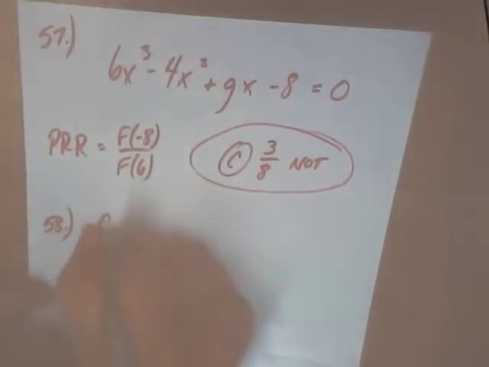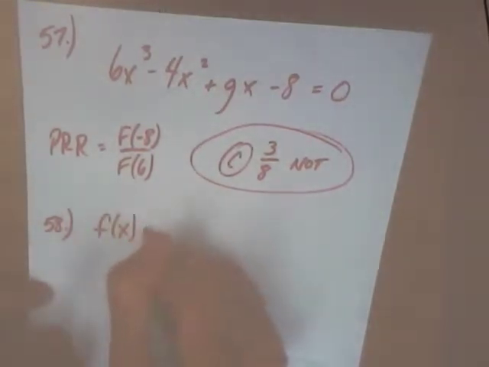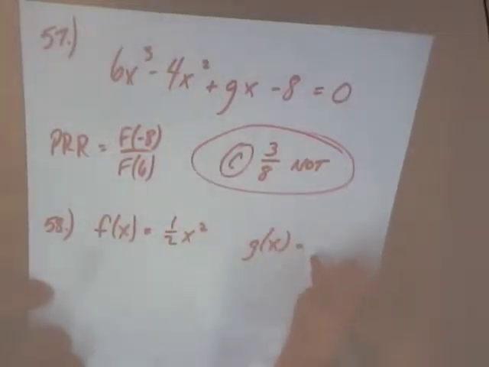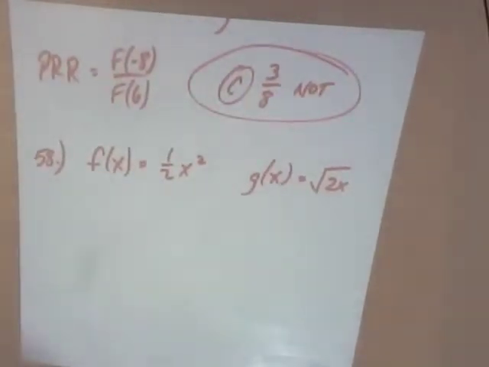All right. They give us f of x equals 1/2 x squared, and g of x is equal to the square root of 2x. They want us to evaluate if f and g are inverses and choose the correct statement. They're not inverses, they are inverses.